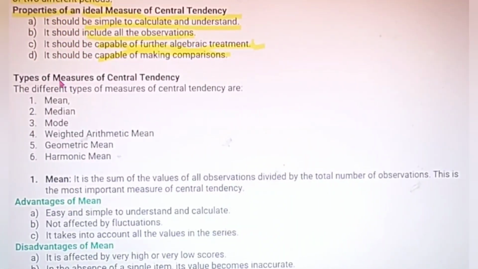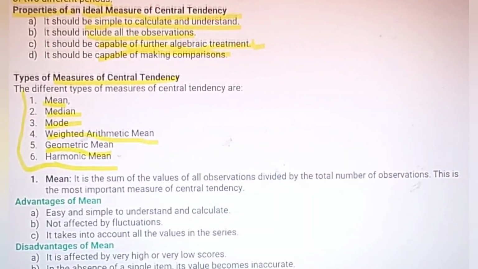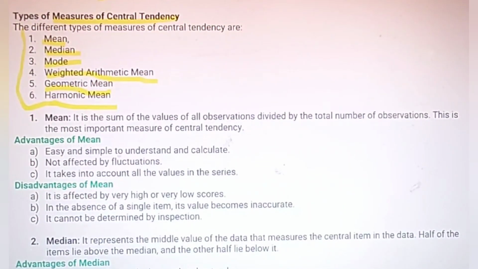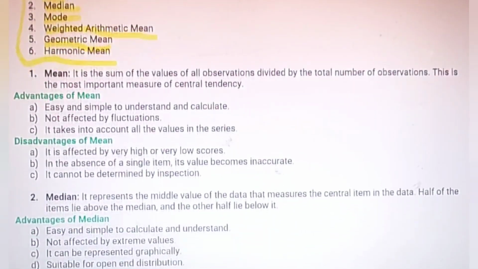Let's see the different types of measures of central tendency. There are basically 6 types. The first one is mean, second median, third mode, fourth weighted arithmetic mean, fifth geometric mean, and sixth harmonic mean. So you might get a question on this, like what are the different types of central tendency, and it's a very common topic.